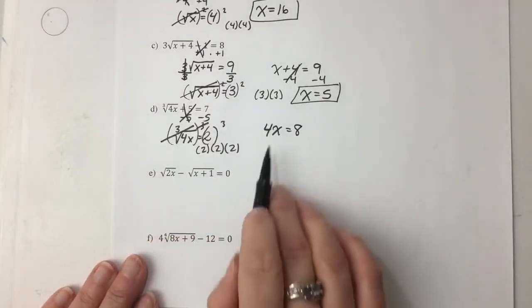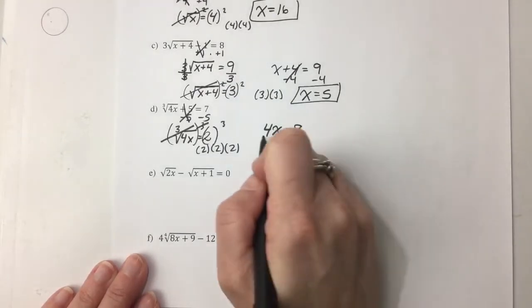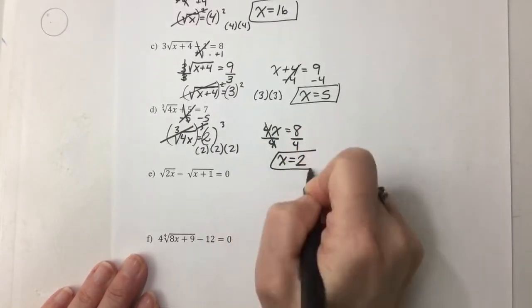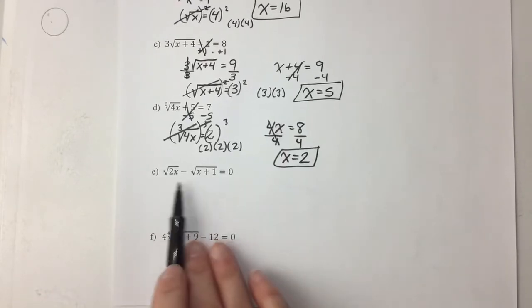Last step, solve. I want x by itself. Right now it's 4 times x, so I need to divide both sides by 4. 8 divided by 4 is 2. You're done. x equals 2.